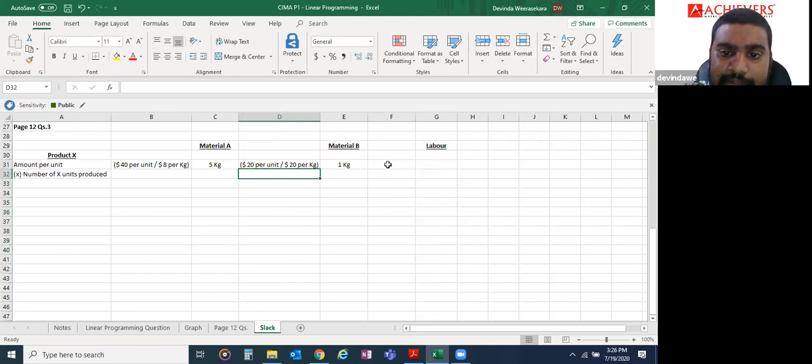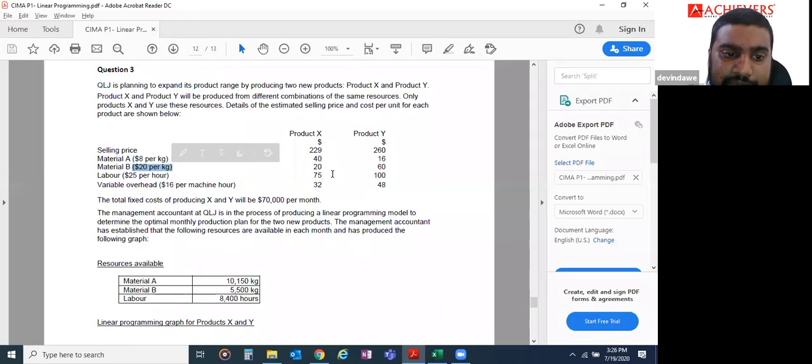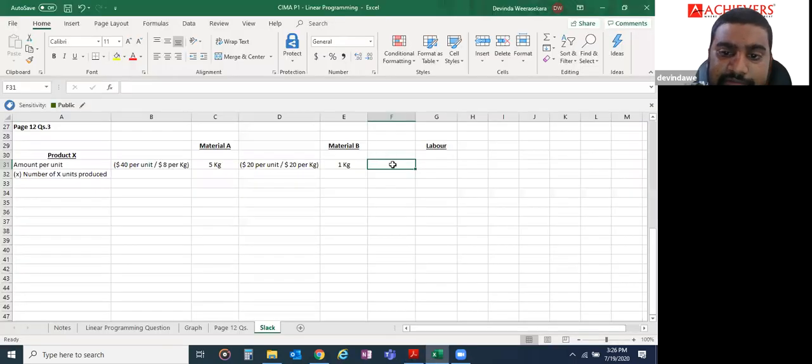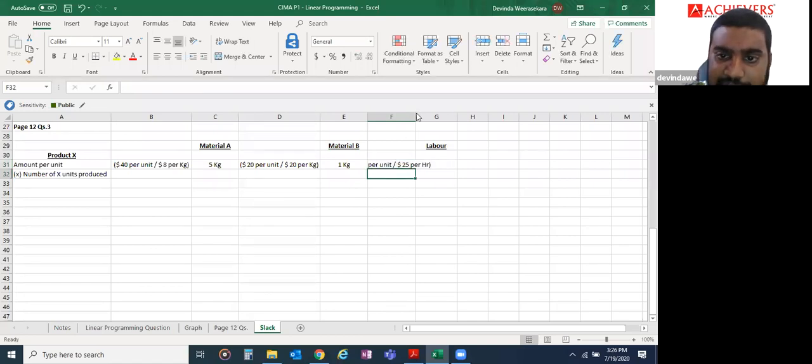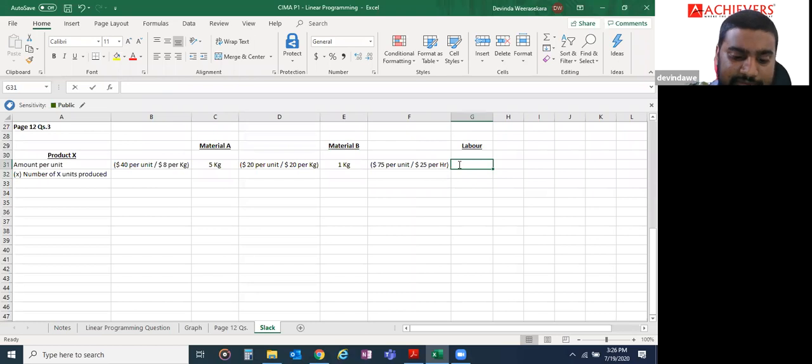Okay. Then labor. To make 1 unit of X, the labor cost is $75 and the labor rate is 25. So for 1 hour, if I have to pay 25, for the cost to be $75, I have used 3 hours. 75 per unit divided by 25 per hour. So for 1 unit of X, I have used 3 hours. Okay. Multiplied by number of X units produced, right?